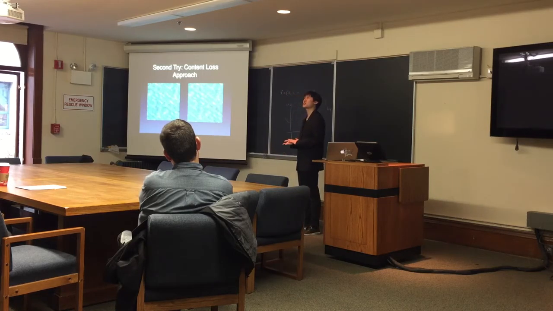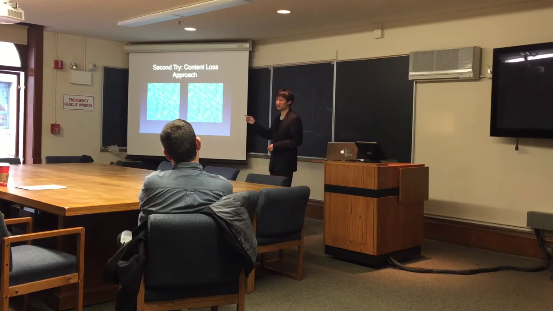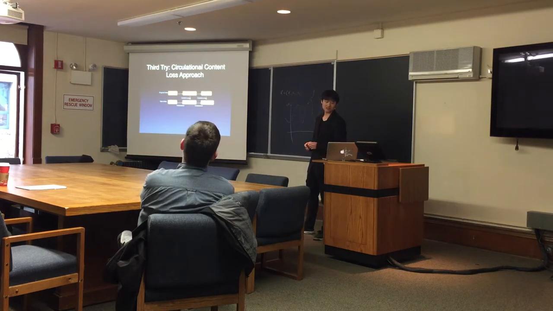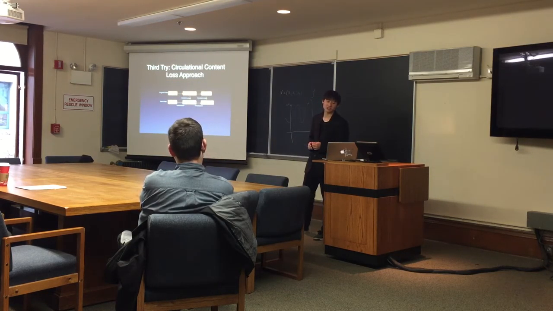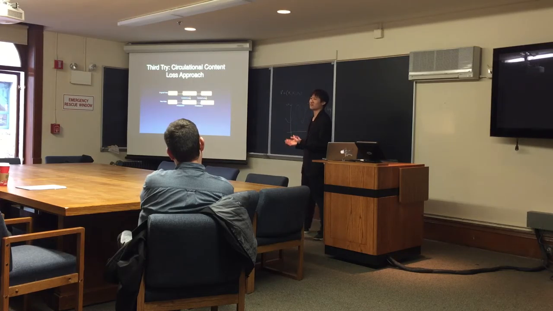There's a lot of strategy there, I assume. For example, you can only generate 15 images in this process, and then you change your training objective to another frame, and you never wait for its convergence, and you change its objective. So that's what I call the circulational content loss approach. The point I should say is, you don't need to wait for its convergence. You can go where you come from, as always.